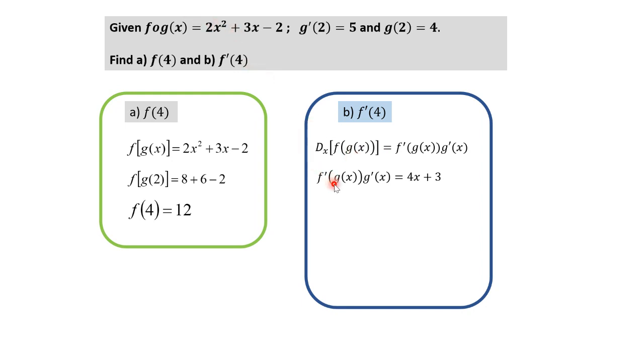Now I look and I think, what information can I get from the question? I go back, and can you see there's a common x value of 2 here? So I'm going to put 2 in x's place right through the sum. So I've got f dash g of 2 times g dash of 2 equals 4 2's are 8 plus 3 is 11. I can then say, but hold on, g of 2 is equal to 4 and g dash 2 is equal to 5. And I'm left with what I want, which is f dash 4 is equal to 11 over 5.